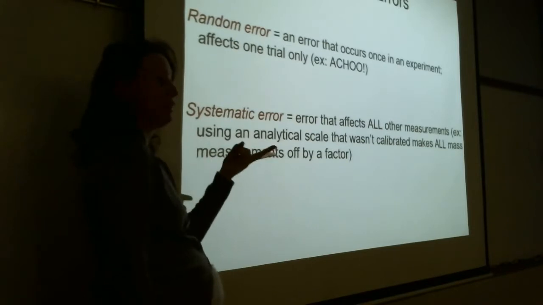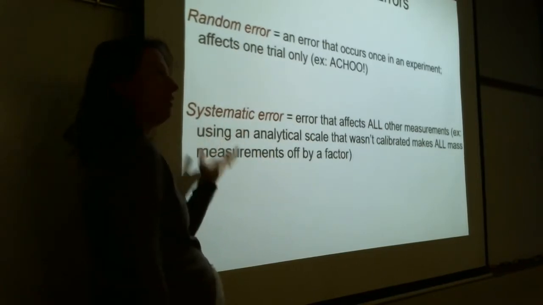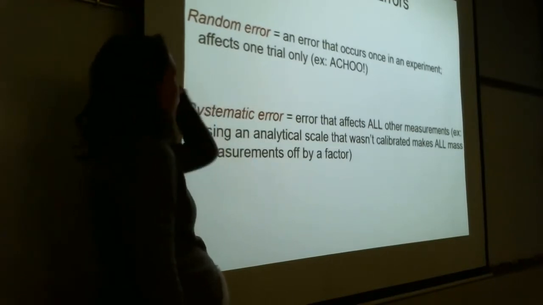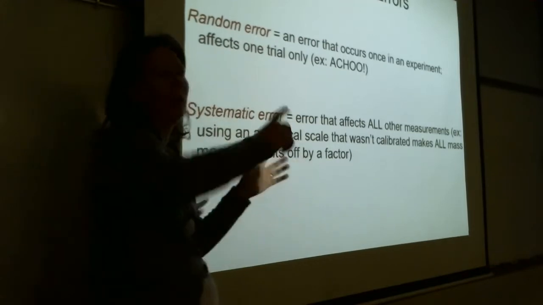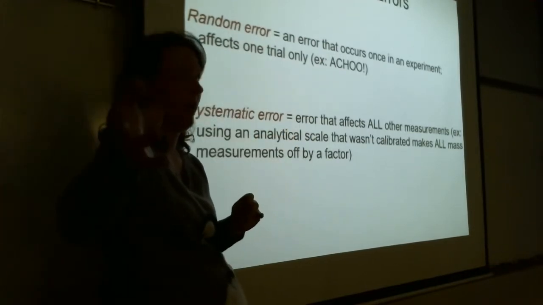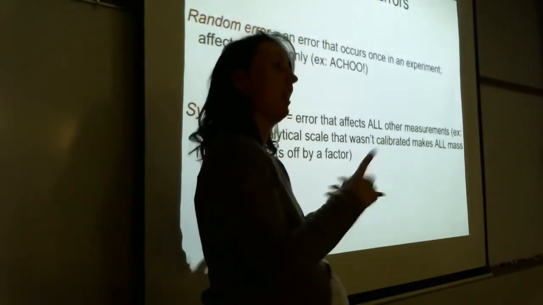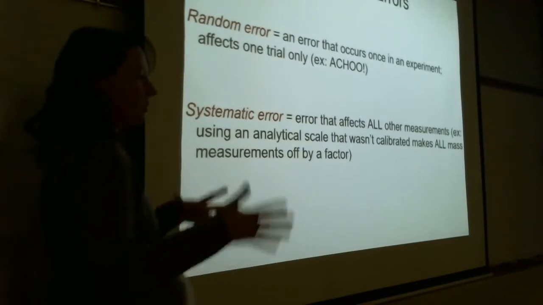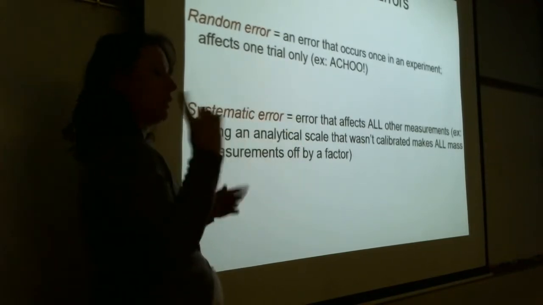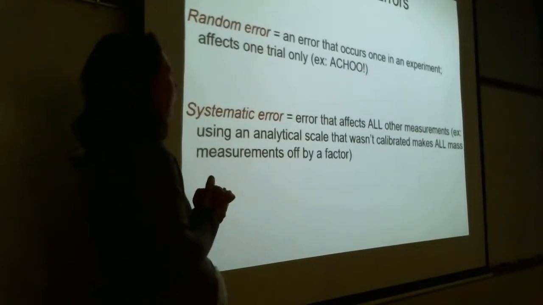It's really not something you could have prevented, but it would only affect trial three, right? It wouldn't have affected trial one or trial two. So if you're having a random error, or maybe you're walking over to the balance to record the mass and you trip over your feet and you spill, okay, that's a random error, right? Because it's not going to affect trial one, it's not going to affect trial two. So something that happens once in the entire experiment, it'll affect one data point, but it's not going to affect the others. That's called a random error.